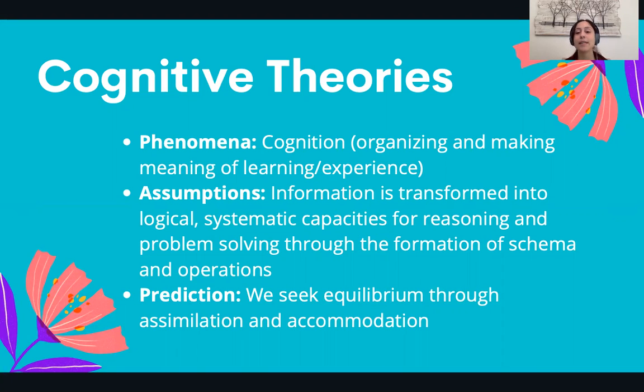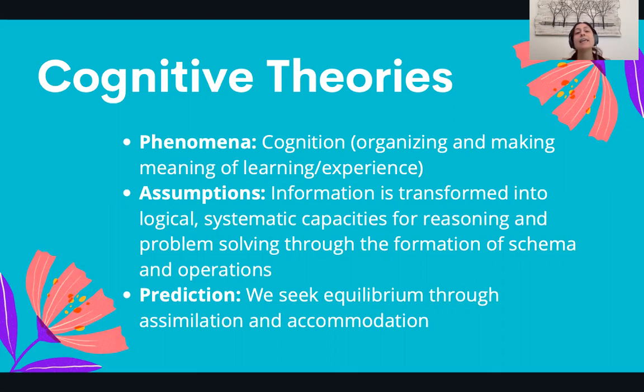The phenomena they're explaining, obviously, is cognition. And what is cognition? Basically, it means organizing and making meaning of learning and new experiences. The assumptions that are held in cognitive theory: well, when new information is obtained, this theory holds that the information is transformed into logical and systematic capacities for reasoning and problem solving. This is done through the formation of schema, which is a structure or organization of thoughts, and operations, which involves mental manipulation of schemas and concepts.